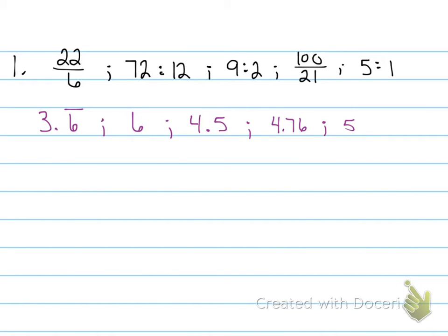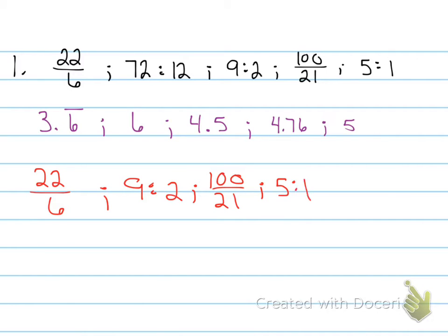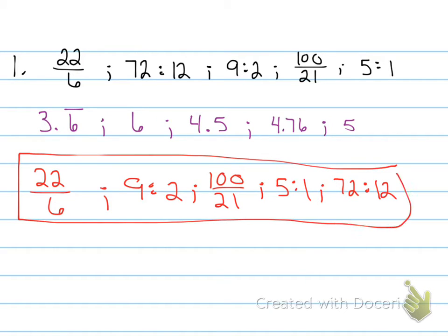Okay, so now that I have them and I can compare, what's the smallest? 3.6 repeating, so 22 over 6. Followed by, what's the next smallest? 9 to 2. Remember to write it in the original form. And then 100 over 21. And then 5 to 1. And then 72 to 12. Anybody get that right? Good job, guys. Okay, so that's how you would do it. Change them all to decimals and then write them back in the original format.